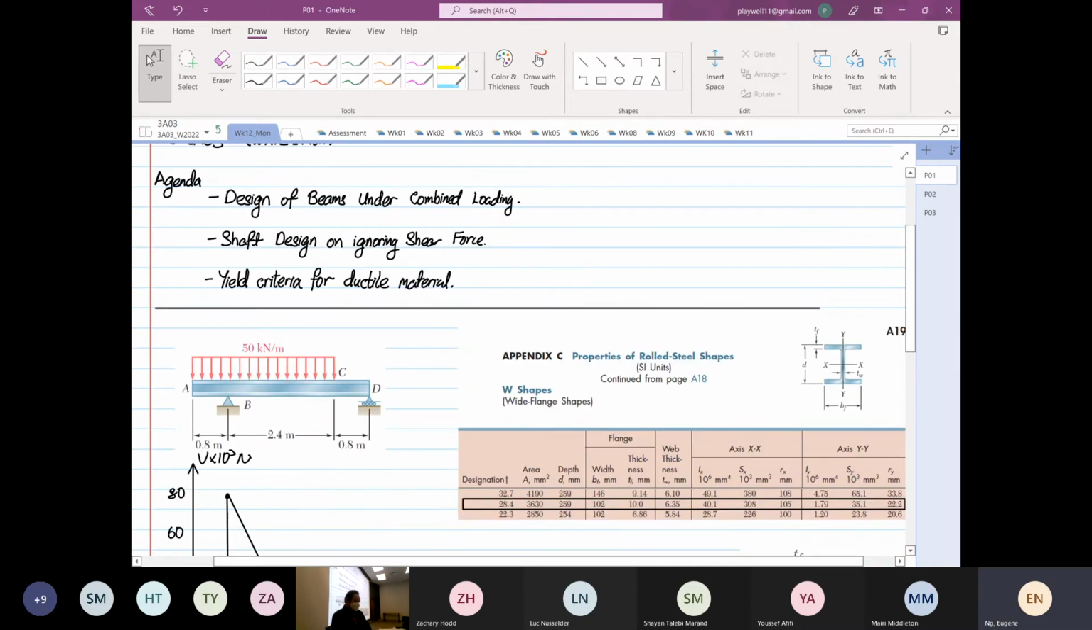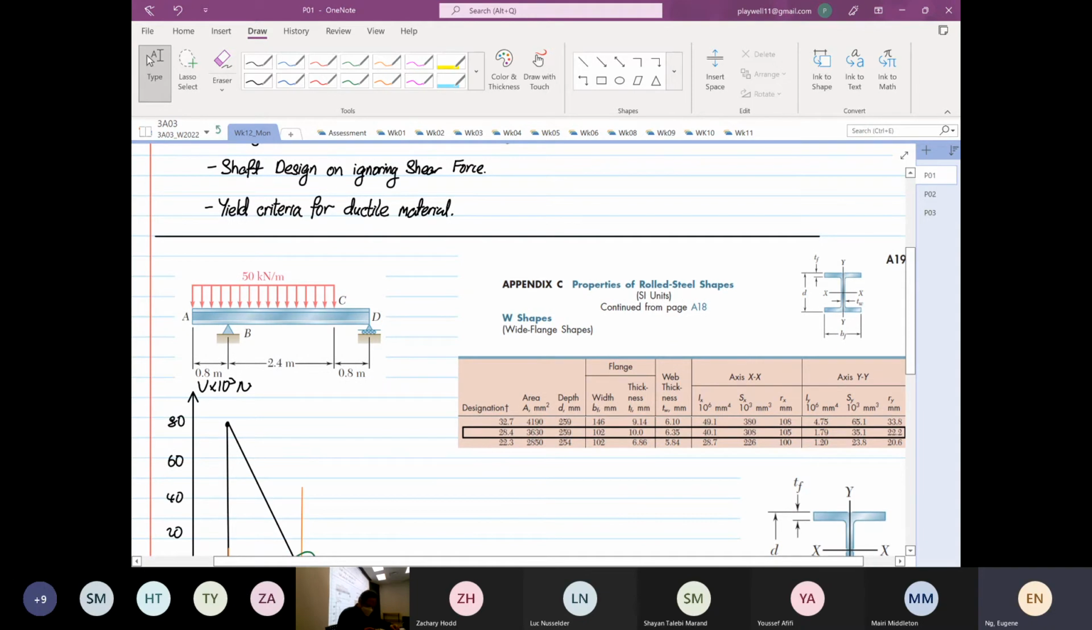Then next, I realized that when we were doing shaft design, I forgot to show evidence why we ignore the shear force. How significant is the shear force? I'm going to do that. And we're going to start a new topic that is related to 3D Mohr's circle. It's known as the yield criteria for ductile materials. Okay, so Mohr's circle, like today's example, we also have Mohr's circle. It's all incorporated, intertwined.